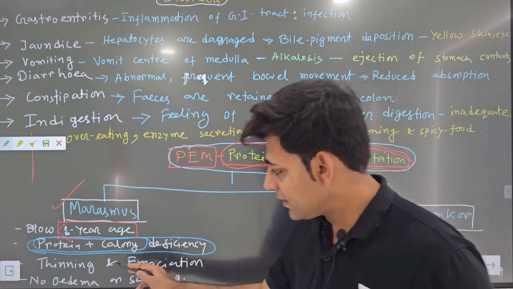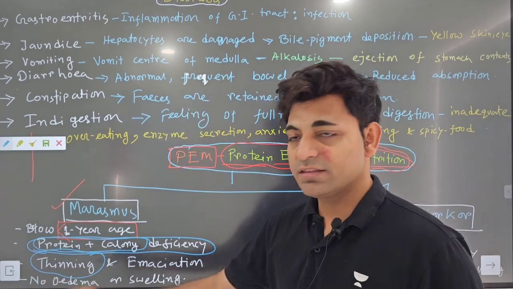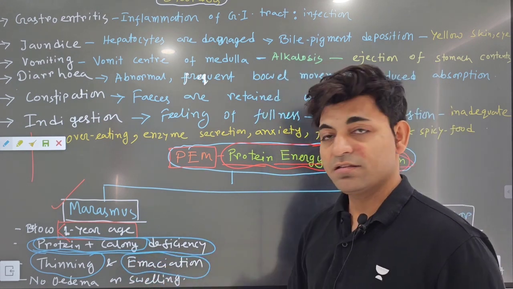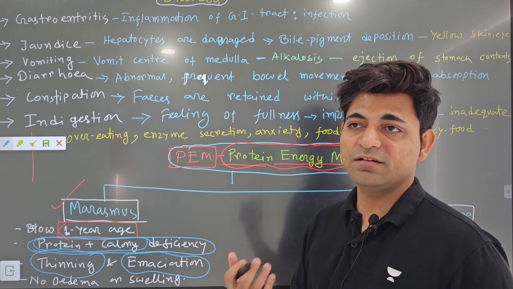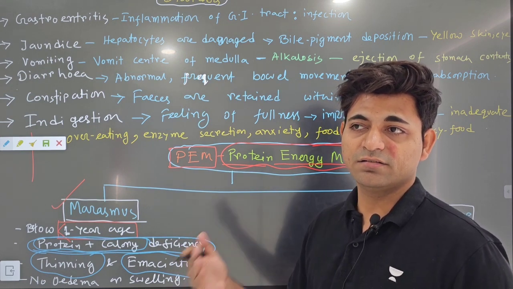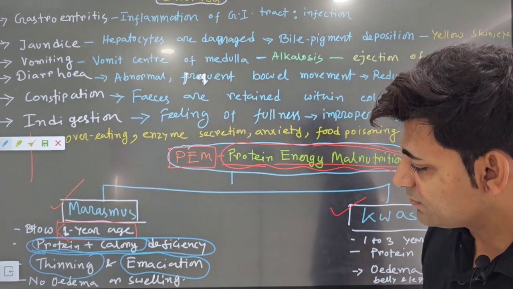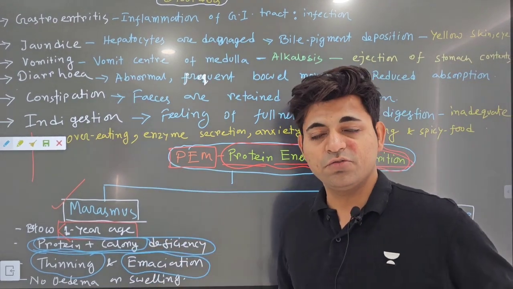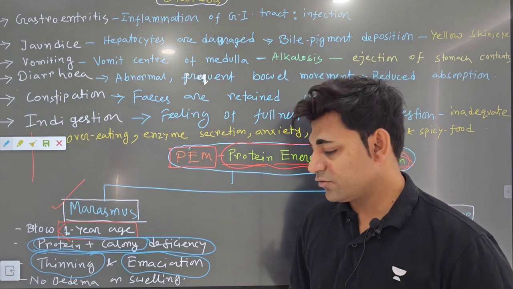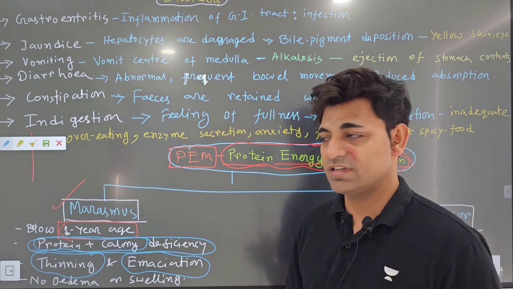There will be thinning of the limbs, thinning of the body, and emaciation. Emaciation means muscle won't be formed, and if there is any muscle still in the body, it will get drained off. It is called emaciation. But in case of marasmus, no swelling or bloating of the stomach, no bloating in the abdominal region will be seen.